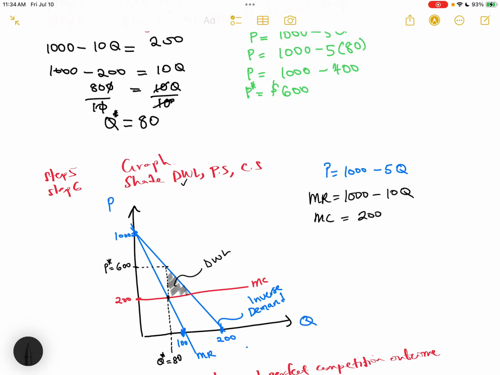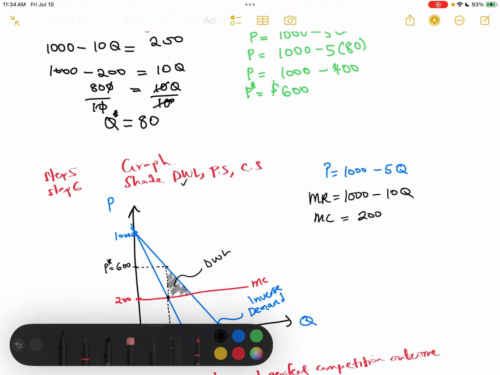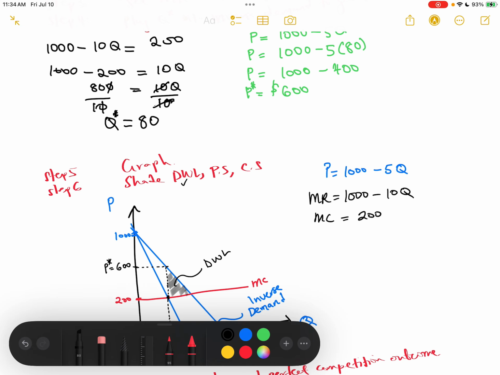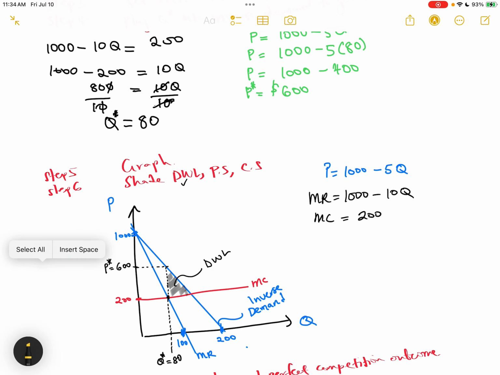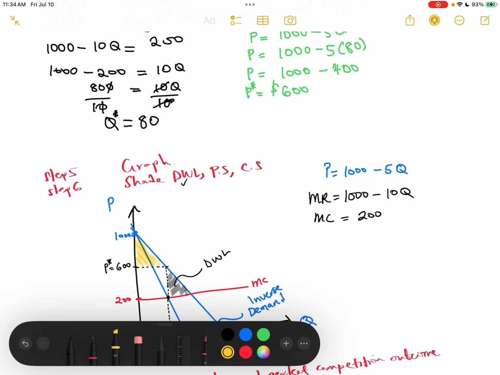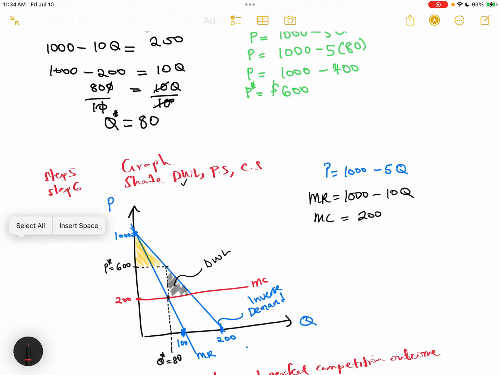Good. What about producer surplus? And what about consumer surplus? Well, let's get yellow for consumer surplus. Consumer surplus will be the area below the demand curve but above the price 600, and that is right here. Let's label that really fast. That is the consumer surplus, CS.